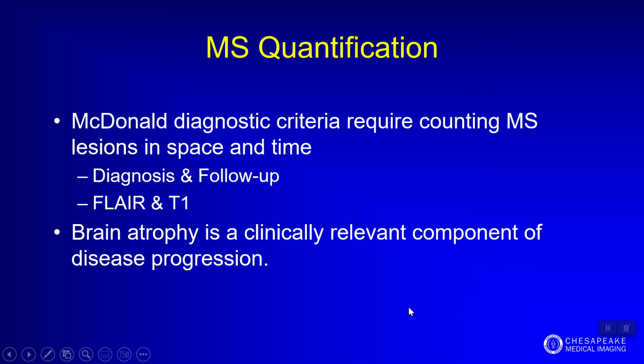Let's look at brain MR quantification in MS. We know that the McDonald criteria requires counting lesions in space and time, that this is useful both in diagnosis and follow-up. And this program also assesses the patient's brain atrophy, and that's a clinically relevant component of disease progression, particularly secondary progression in later stages of disease.